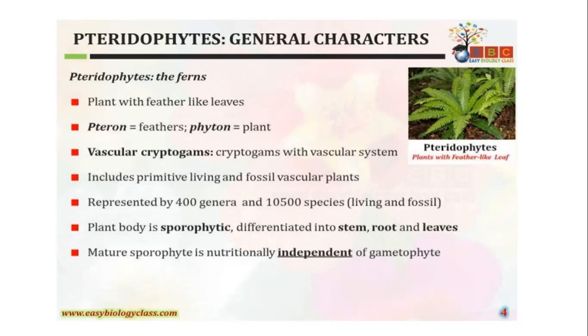The plant here is represented as a sporophyte because the plant body will develop the spores on it. Hence, the plant body is represented as a sporophyte. And this is nutritionally independent of the gametophyte. In bryophytes, we studied the sporophyte depending on the gametophyte. But in the pteridophytes, it is completely independent. It is not at all dependent. The gametophyte is separate and the sporophyte is separate, and the adult plant body is sporophyte only.